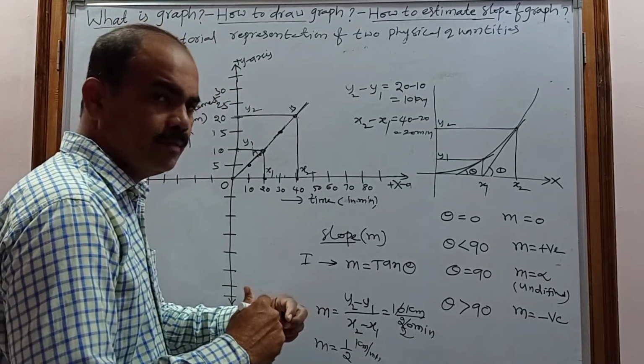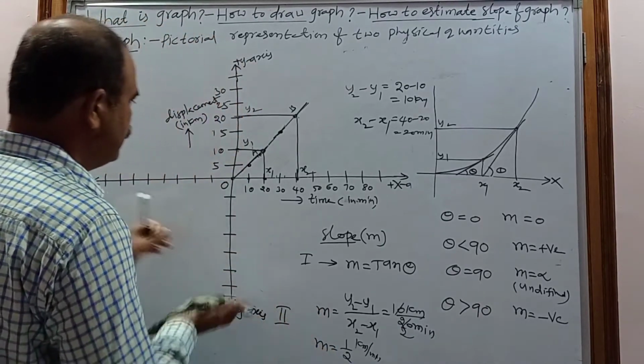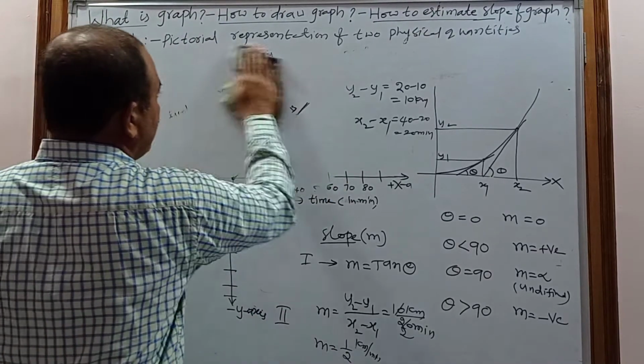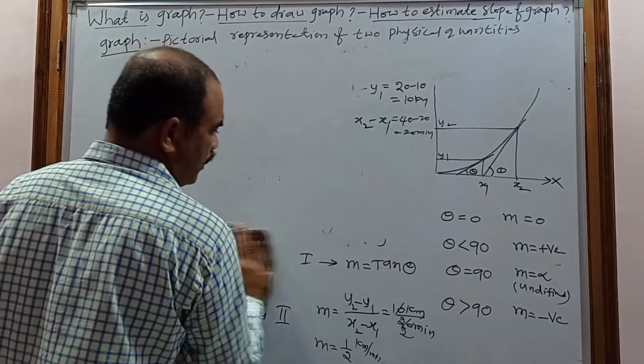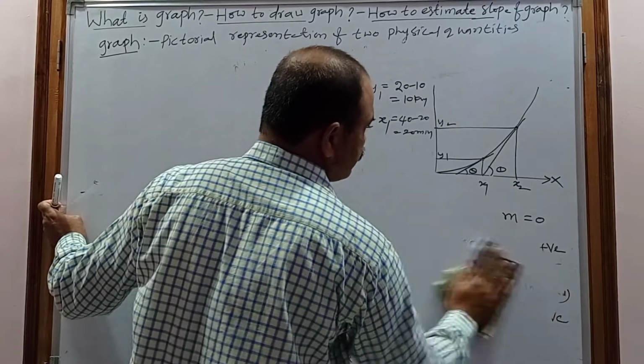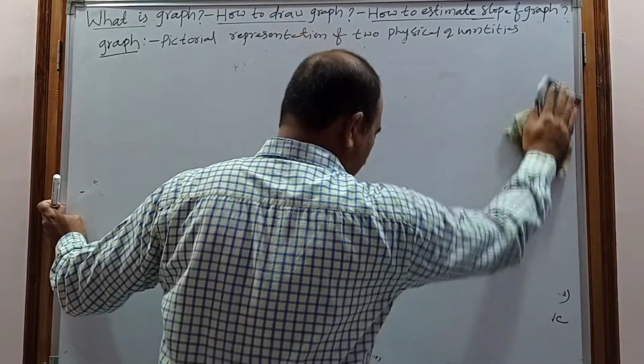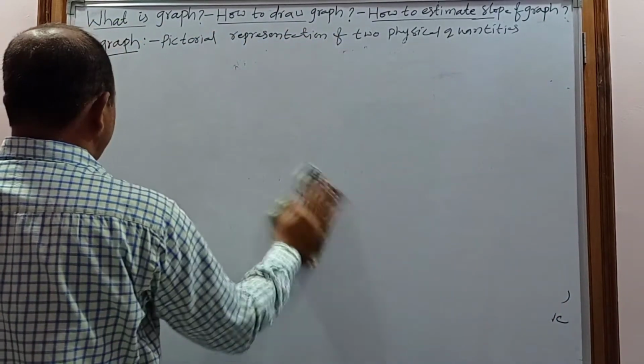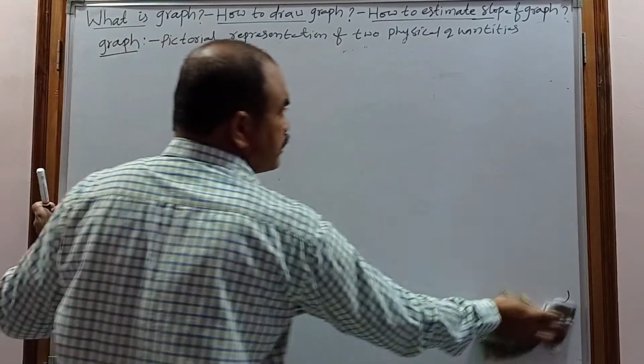And next, what is the simple technique to estimate the slope of the line graph as well as the curved graph? I am going to explain. Listen, the simple trick: how can we easily estimate?